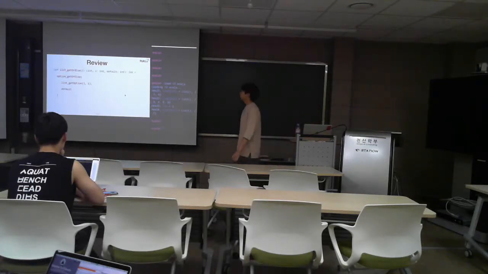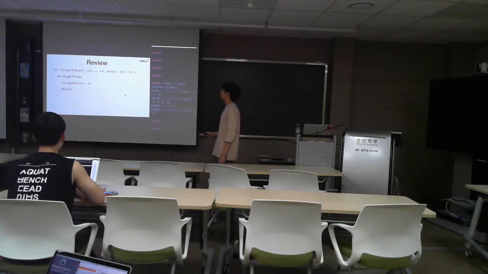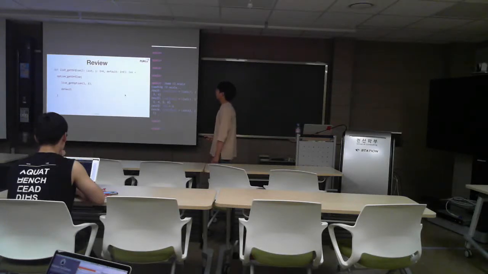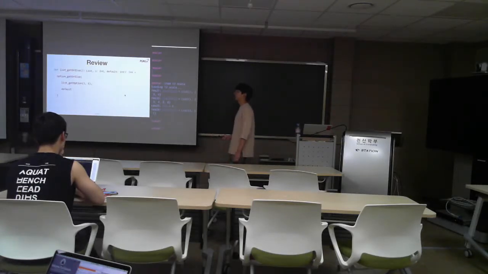So in option, we implemented some helper functions like getOrElse. So option getOrElse takes some option as a first parameter and a default integer value as a second parameter. So if the given option is Some value, then it just extracts the given value and returns the integer. However, if the given value is None, then it means some error happened and it just returns the default value. So this is a function from option to integer.